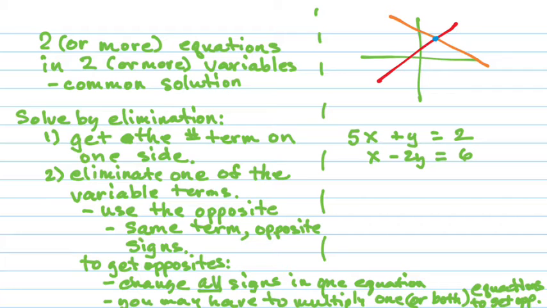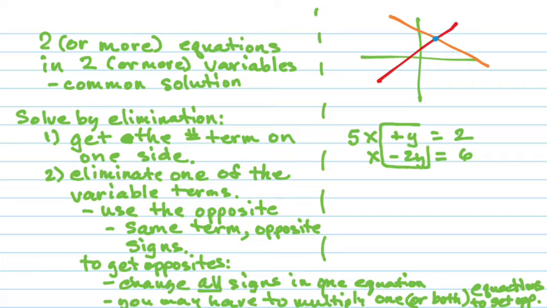We need opposites. What's the opposite of positive 5x? Negative 5x. The only way to turn an x into a negative 5x is to multiply it by negative 5. No, we're not going to multiply them together. We're going to subtract them in a minute. Okay, here we go. All right, add them together. Now, we're going to multiply to get opposites. Hold on, you're jumping ahead a little bit.